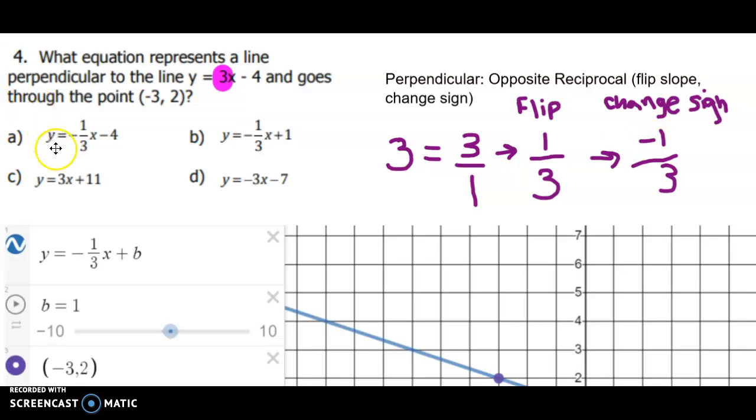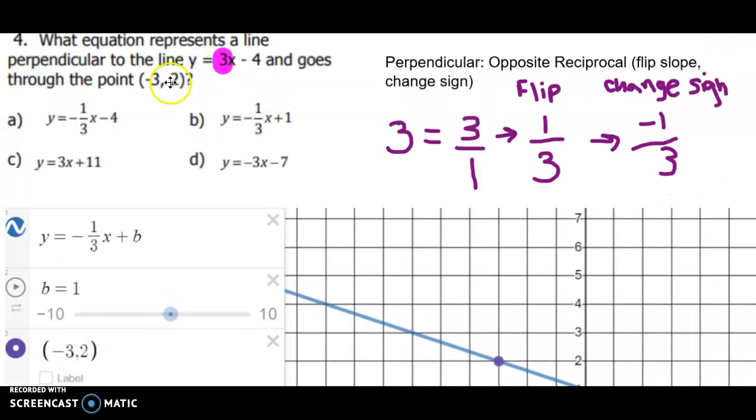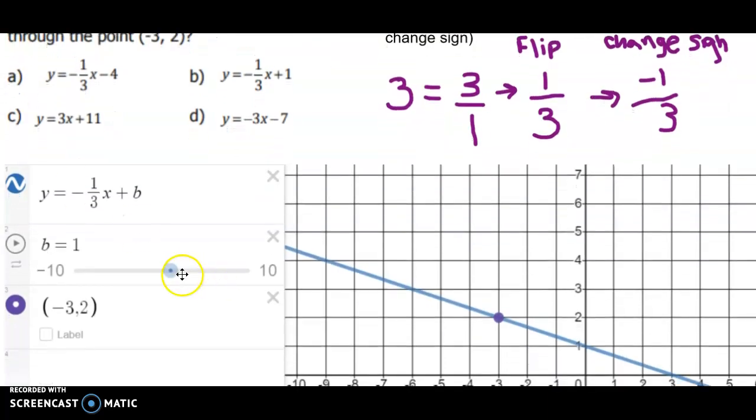So I know my answer is either going to be A or B. Another way you can do this is, now that you know your slope, y equals my slope, which is -1 over 3 x, plus b. B represents my y-intercept. I don't know what my y-intercept is, so that's why I put b. I also have to type in the point that it goes through, which is (-3, 2), and then I move my slider until it crosses through.